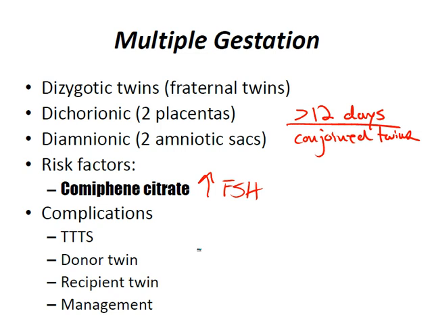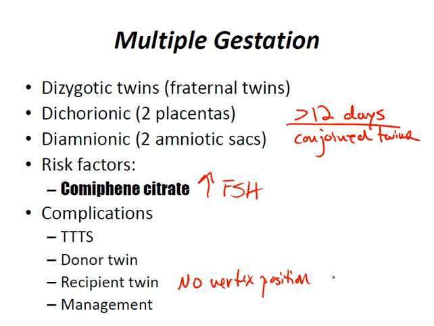Now, the management of the multiple gestations is followed by a high-risk obstetrician. Cesarean delivery is indicated unless both twins are in a vertex position. So, no vertex position, no cesarean section.